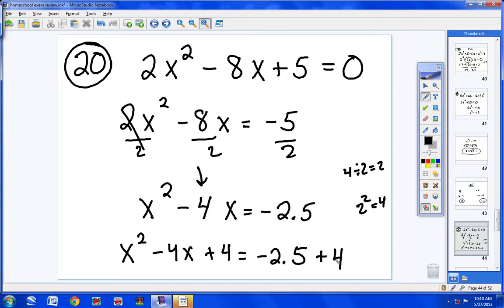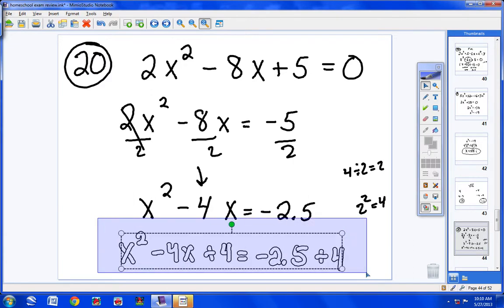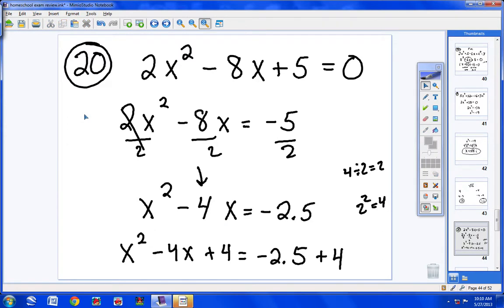So we add that to both sides. Now I'm going to go ahead and copy this, and then we're ready to move on. Right, whatever you get out over here when you divide it by 2 and when you square it, whatever number you get out, you add that to both sides. All right?